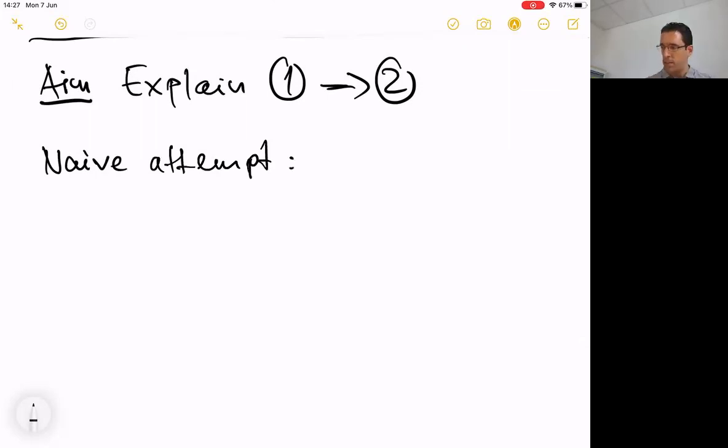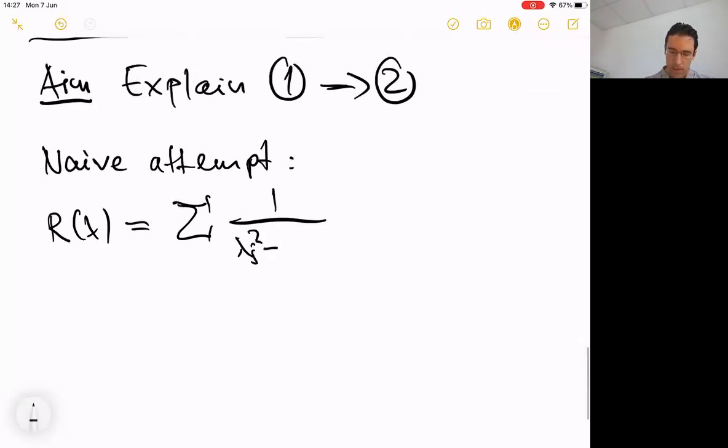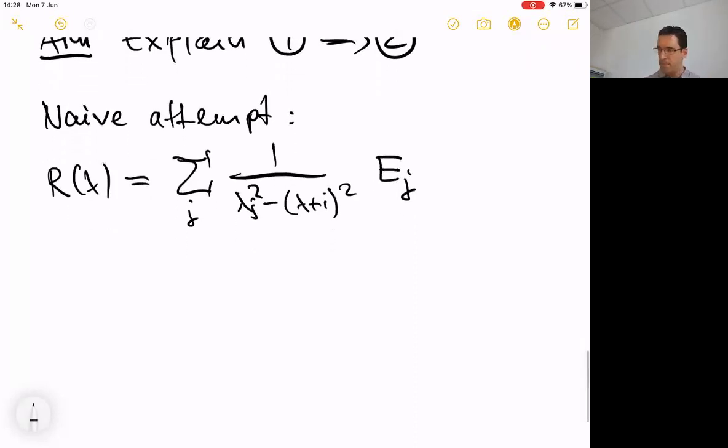Okay, and the naive attempt is just, so you write your resolvent, you just write the Fourier series. So the coefficient is 1 over (lambda_j squared minus (lambda plus i) squared), and then you take the spectral projection E_j corresponding to lambda_j, and you sum over all j. Right, so that's what the resolvent is. So these E_j, these are the projections corresponding to lambda_j, so all the eigenfunctions phi_j with the same eigenvalue lambda_j.